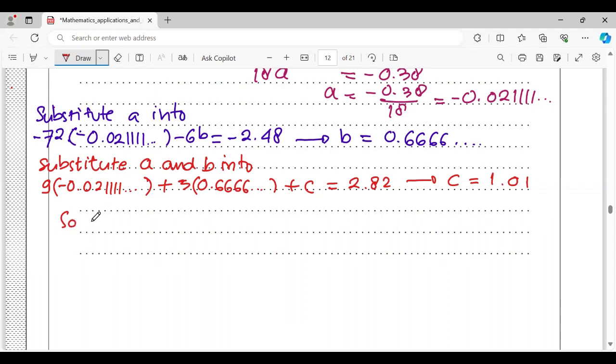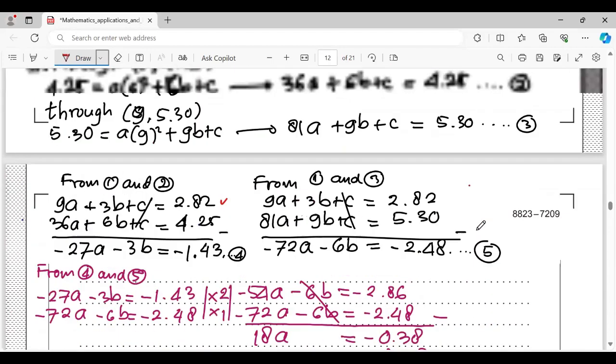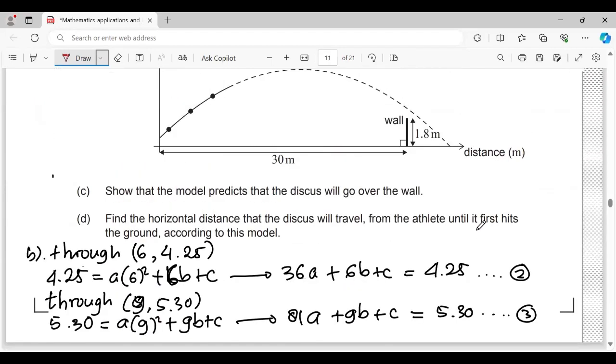So f(x) equals minus 0.021111 x squared plus 0.6666 x plus 1.01. That's a, b, c. Okay.